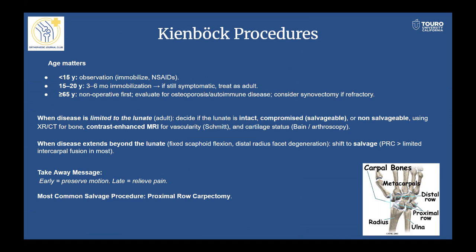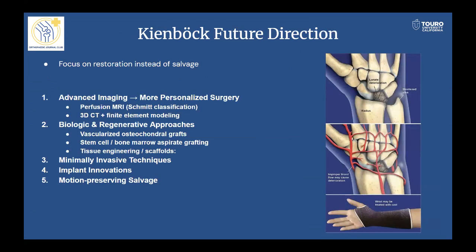So moving forward for future directions, researchers and surgeons want to look at ways to restore lunate bone instead of salvaging it. If you look to the right, you see the blood vessels, this is just a summary of the blood supply. These are some of the future directions that researchers are trying to look at. Advanced imaging, so these surgeries will primarily be more personalized instead of just taking the bones out completely.